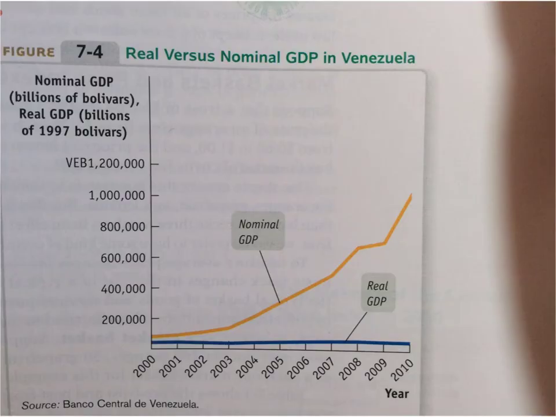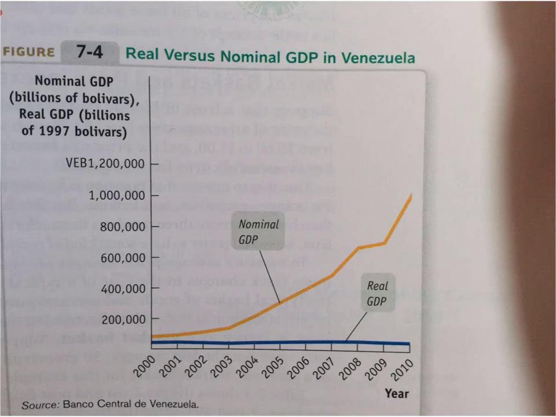This graph here is the GDP for Venezuela from 2000 to 2010 as measured in its currency. And you can see on here that the orange line is the nominal GDP, and it's going up at a pretty good clip throughout 2010. But once you adjust that for the increase in prices, we get the real GDP down on the lower line, which is the blue line. And you can see that the blue line isn't going up much at all. It's pretty much flat for 10 years.